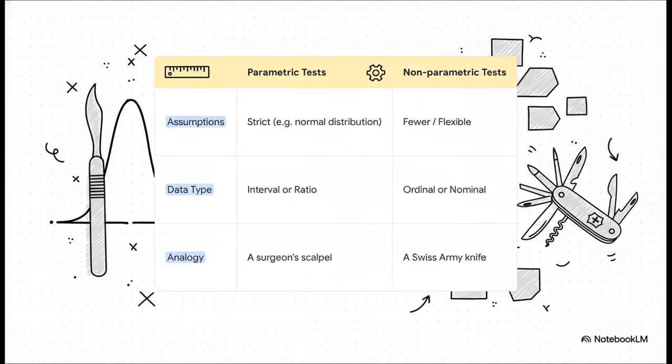Now hold on, you don't need to be a stats wizard to get this next part. It's just about picking the right tool for the job. You basically have two types of tests. Don't worry about the names, parametric and non-parametric, just think about the analogy. A parametric test is like a surgeon's scalpel. It is super precise, super powerful, but your data has to meet some really strict conditions. On the other hand, a non-parametric test, that's your Swiss Army knife. It's way more flexible, it'll work on almost any kind of data you throw at it, even if it's not quite as precise as the scalpel.